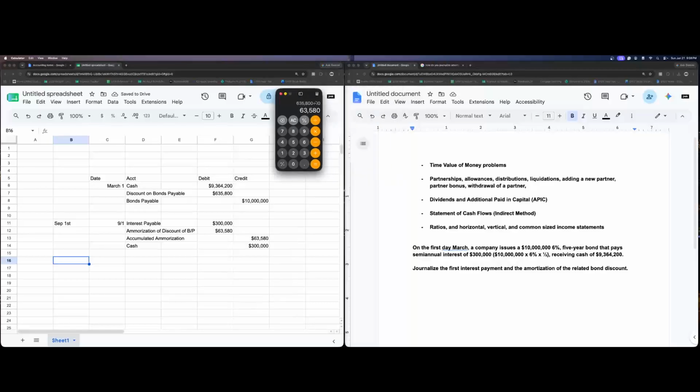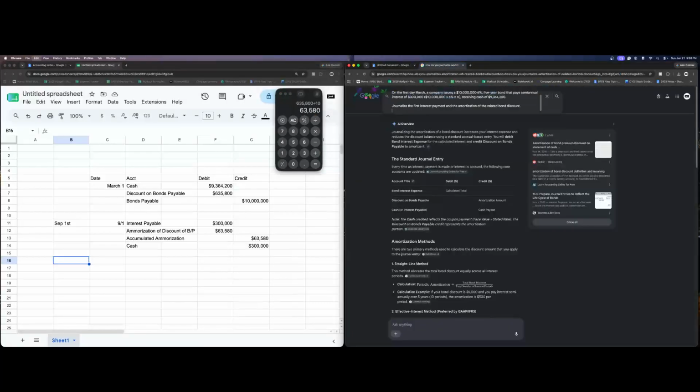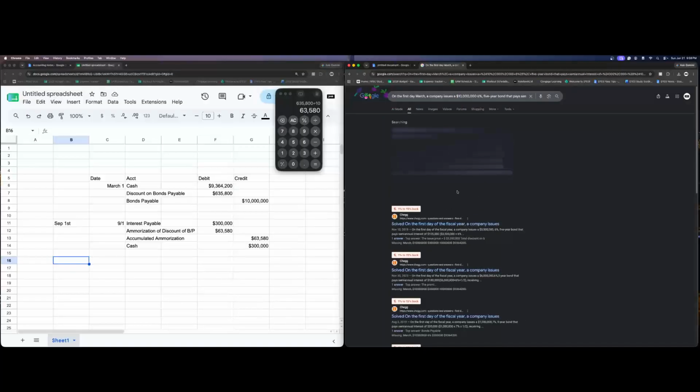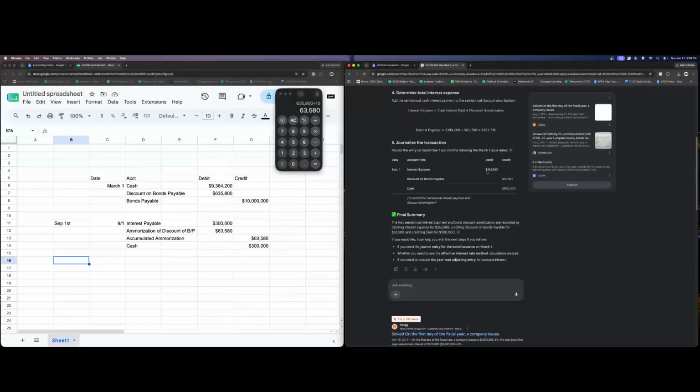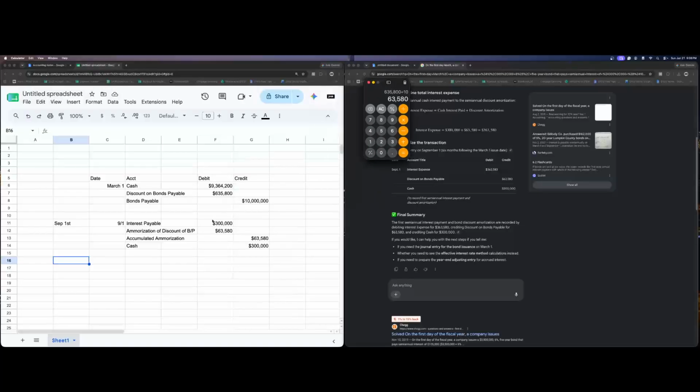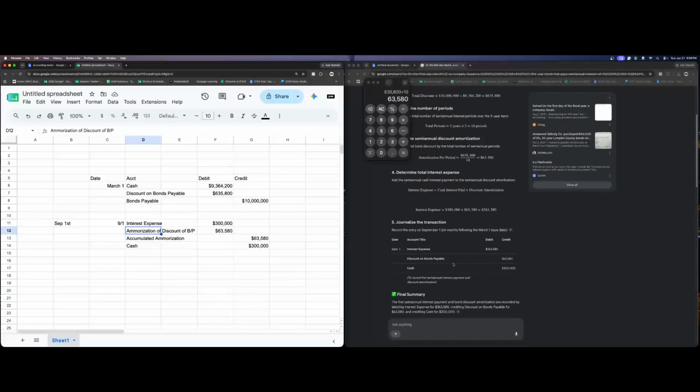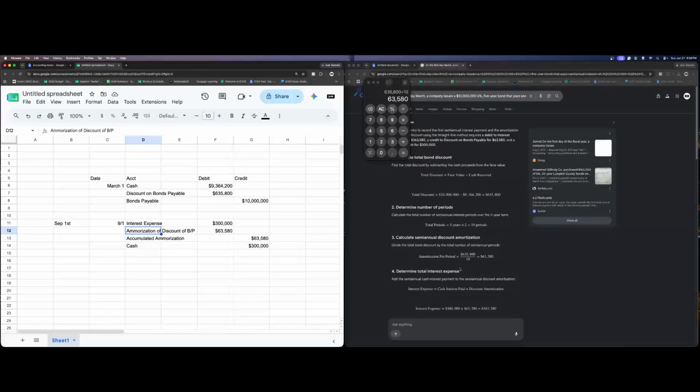I could be wrong here, but let's check real quick if this is the answer. I really hope it is, because I don't want to go back and study this stuff and find out it's all incorrect. Interest expense. Oh, whoops! It's interest expense, not interest payable. Discount on bonds payable. September 1st. Is this the amortization now?